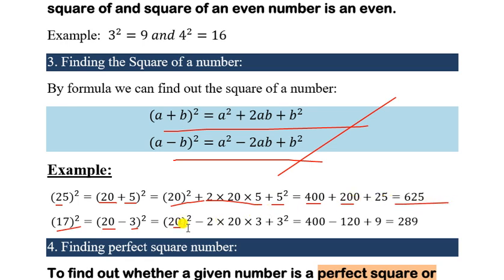In the same way, 20 square is 400, and 2 into 20 into 3 is 120, and 3 square is 9. So we will calculate. So 289 is the answer. So in this way you have to find the square of any number without any actual multiplication. So by formula you have to find the square. It's very important. You need this in class 9 also.